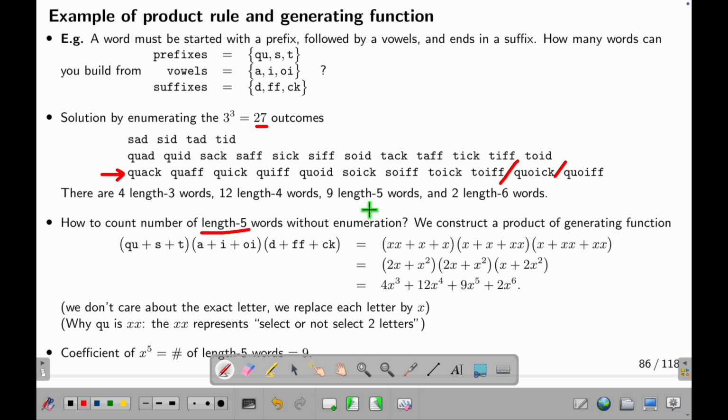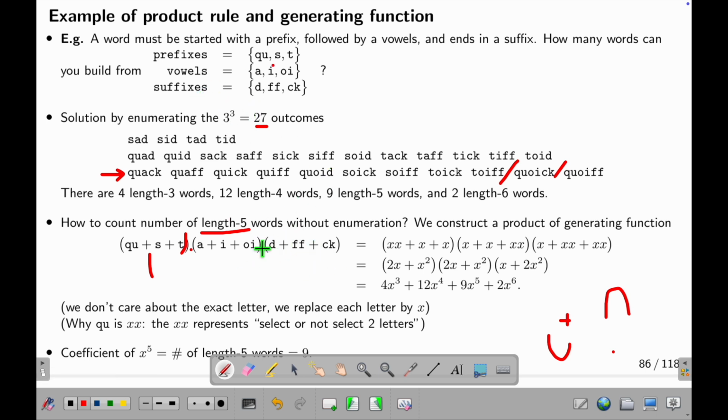Now let me do power series. So suppose QU, S, T are among the first object, so I put it like this. This means what? This means I select QU, or I select S, or I select T. This plus is what? Inclusion exclusion principle with an OR. Do you remember? The OR is a plus. And then an intersection is like multiplication, right? So it's a dot. So there is a multiplication. This means what? I select from here, and I select from here, which is select from vowel. And then I also select from suffix.